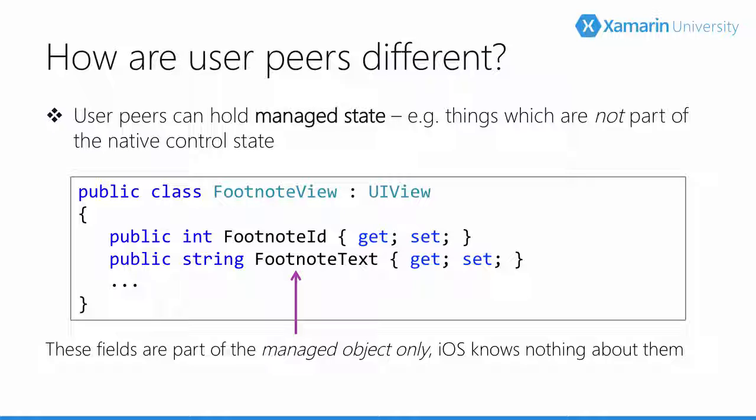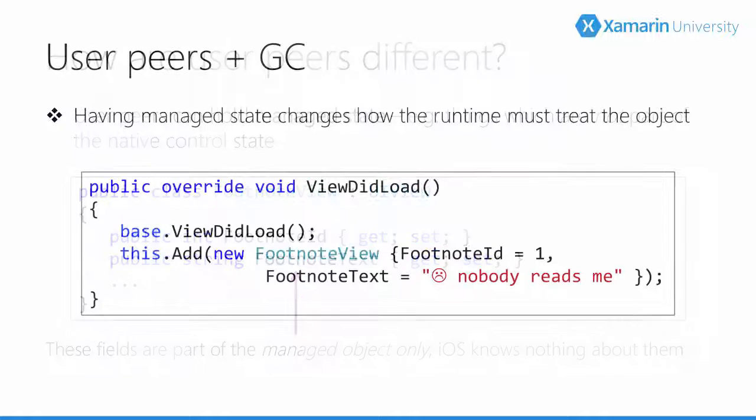What that means is that we have to hold on to this object in order to maintain this state because it's only on the managed side. And this becomes the key difference between a user peer and a framework peer. Framework peers can come and go because all the state is on the native side. So all we care about is that IntPtr. And as long as we have access to that IntPtr, we can recreate everything else about a framework peer. User peers, on the other hand, are sort of split. Some of the state is on the native side, some of the state is on the managed side. And so it means we have to treat it differently with regards to memory collection.